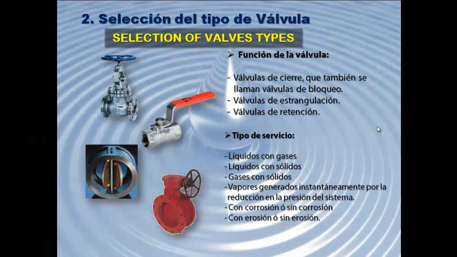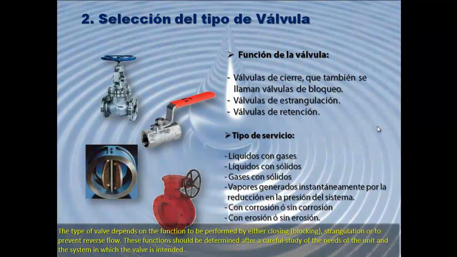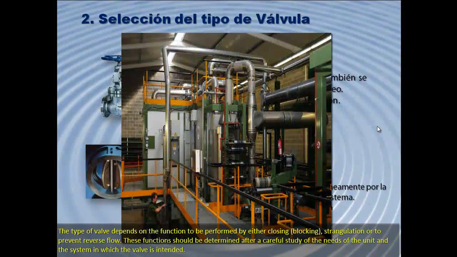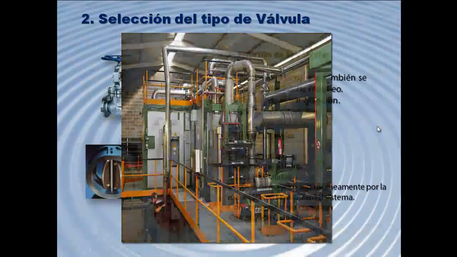Selection of valve types. The type of valve depends on the function to be performed, be it closing or blocking, throttling, or preventing reverse flow. These functions should be determined after a careful study of the needs of the unit and the system in which the valve is intended.